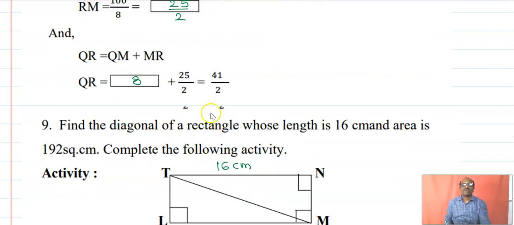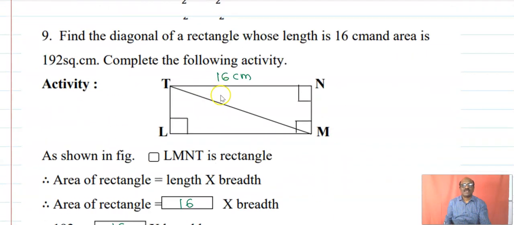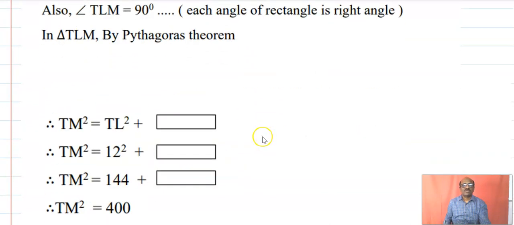Next, also the angle TLM is equal to 90 degrees.